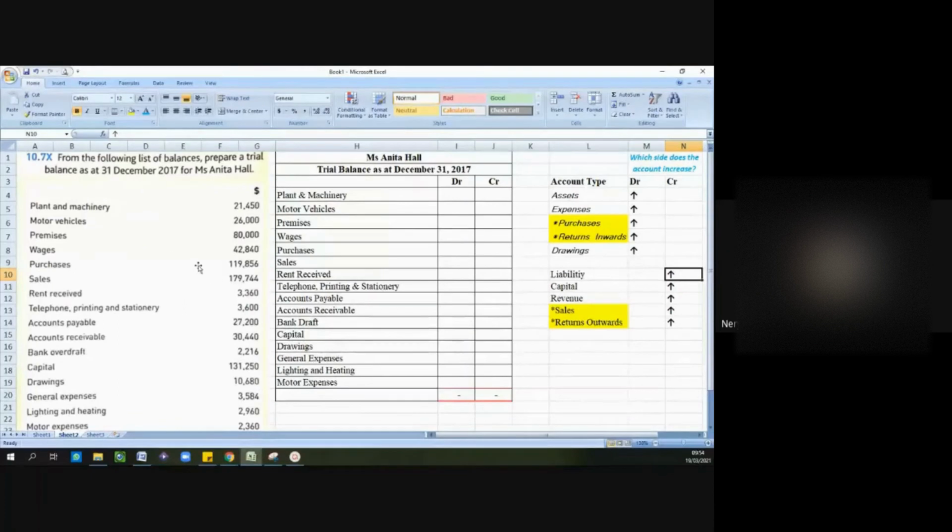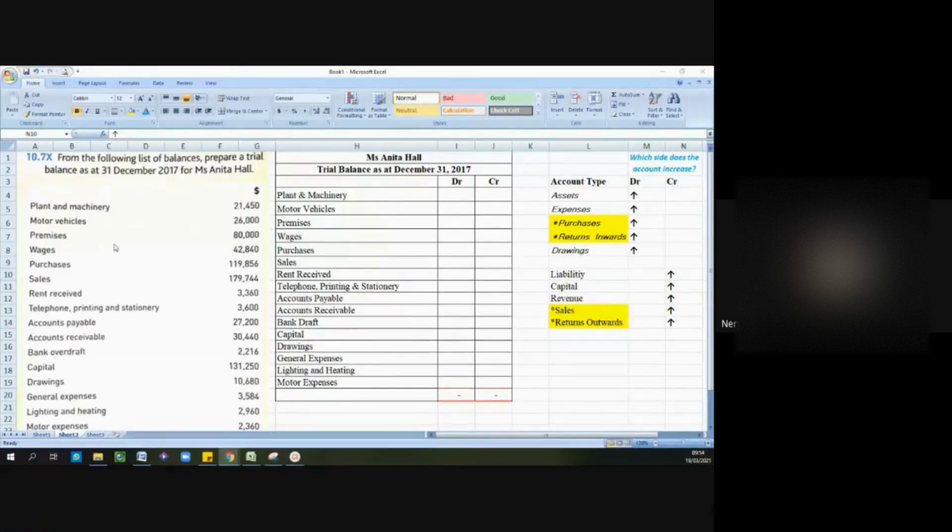We only have access to accounts, which are on this side, and then we have the balance on this other column. Okay, so the name of the business, Miss Anita Hall, trial balance as at December 31st, 2017. That information is given to us right here. And I have the same accounts listed here. I have my two columns, debit and credit column. Now, at this point, you should know exactly what type of account these are in order for you to predict where the balance is on.